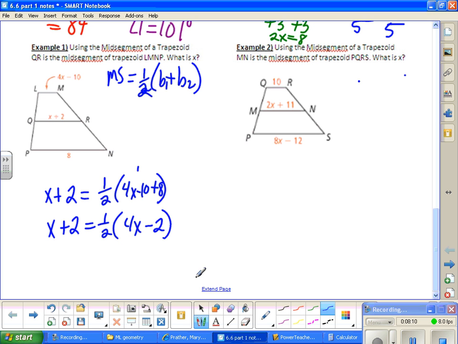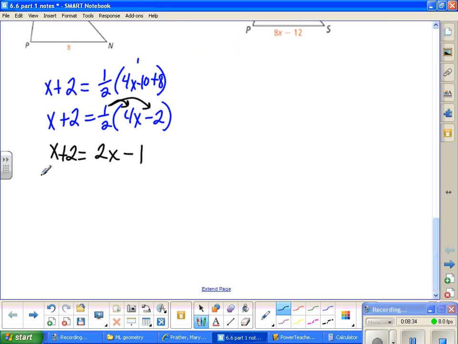And so then from here, you're going to bring down the x plus 2 equals, and you're going to distribute this 1/2. So what you're saying is 1/2 times 4 is going to become 2x, minus 1/2 times 2 is 1. So I'm going to solve for x. Subtract x from both sides. I get 2 equals x minus 1. Add 1 to both sides, and x equals 3.